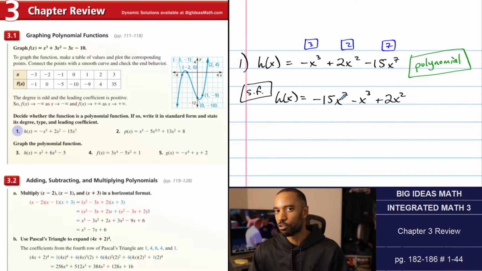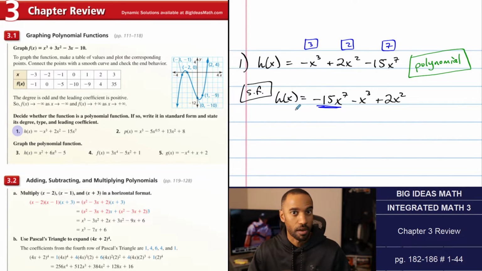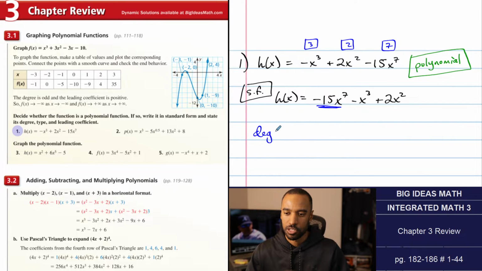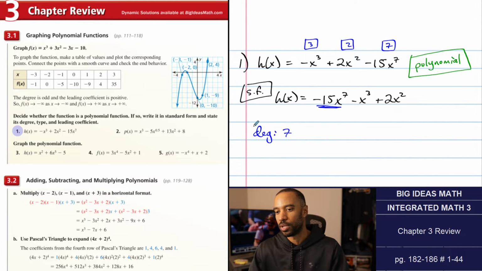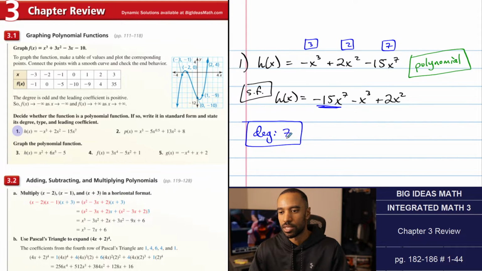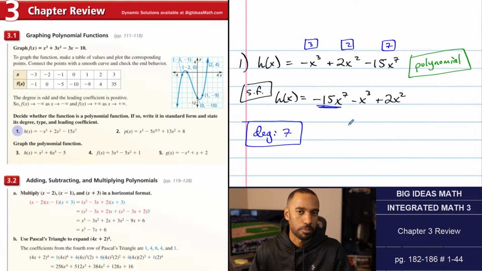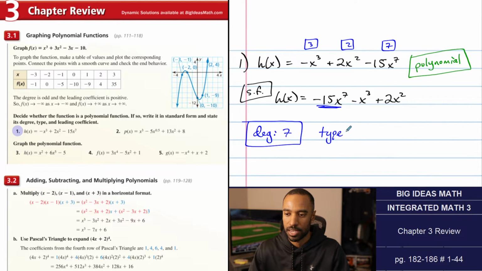Now, it is in standard form that we end up having the true leading term. This -15x to the 7th is the leading term. Therefore, we can refer to its degree, the type of that degree, and the leading coefficient. So the degree of this thing is 7. Now, the important thing for us when we come to graphing this is 7's an odd number. It helps dictate end behavior. So does this part. Type comes next.